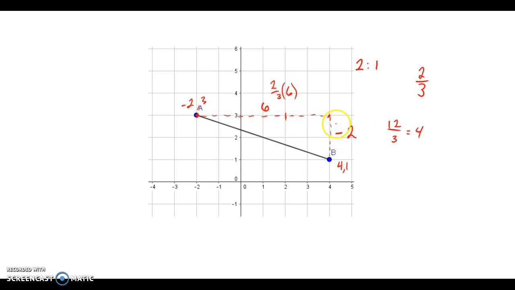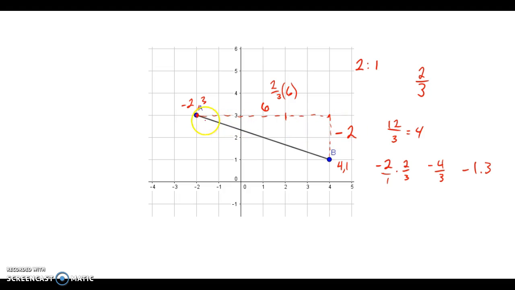And then for the other one, I went down 2. So -2, and I want, again, 2/3 of that. So remember, when we multiply these fractions, we'd have -4 over 3. We can change that to a decimal. -1.3. It's 1.3 repeating, but we'd round it.